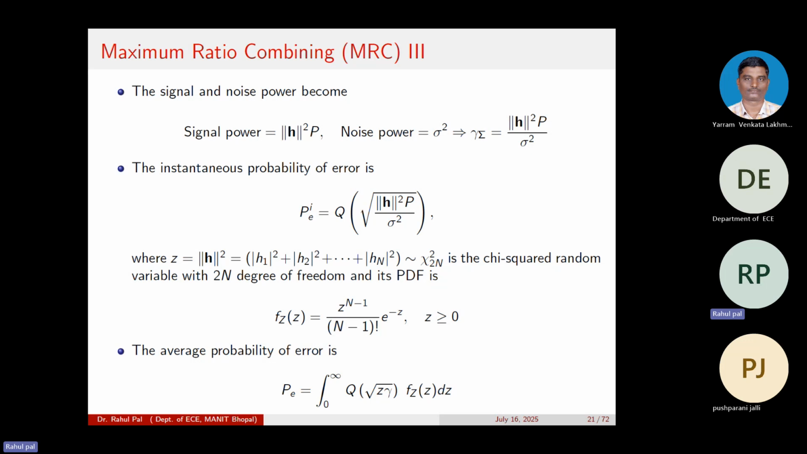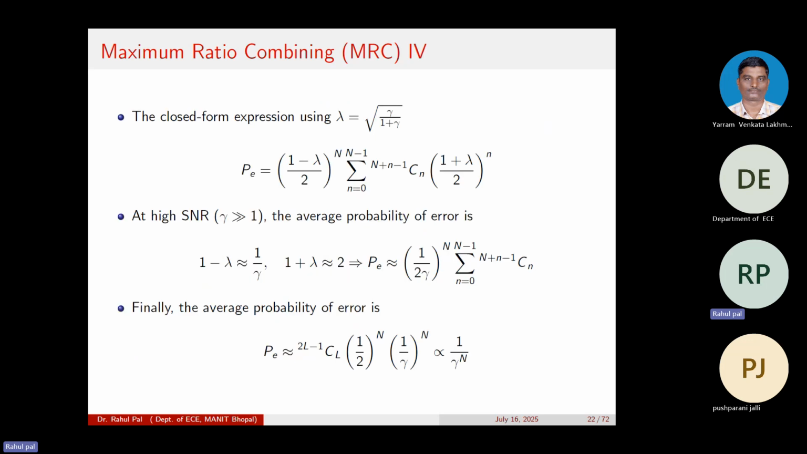Now this is the probability density function for this random variable Z. Finally, we average the instantaneous probability of error with respect to this probability density function of Z. Now finally we get the expression. This is the closed form expression for our probability of error. So this is the whole one.